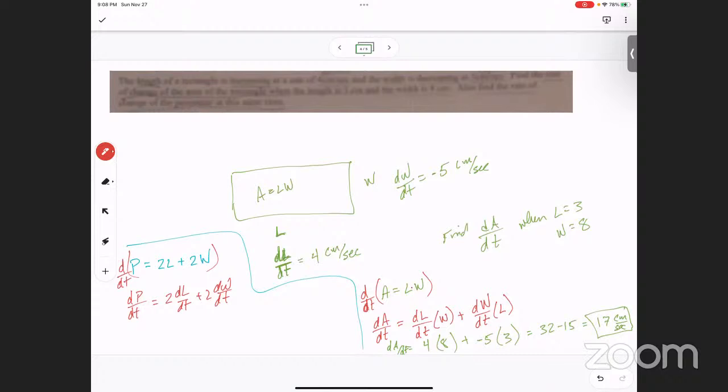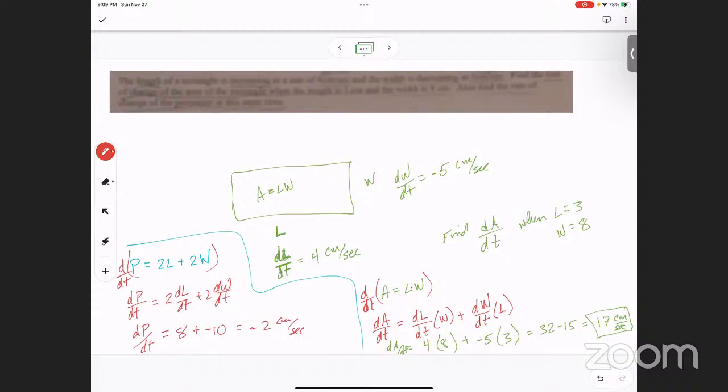No, what's the derivative of 2x? 2. Oh. So it's 2 times the derivative of L. And what is dl dt? 4. Good, so that's 8 plus -5 times 2, so minus 10. 8 minus 10. So -2 centimeters per second.